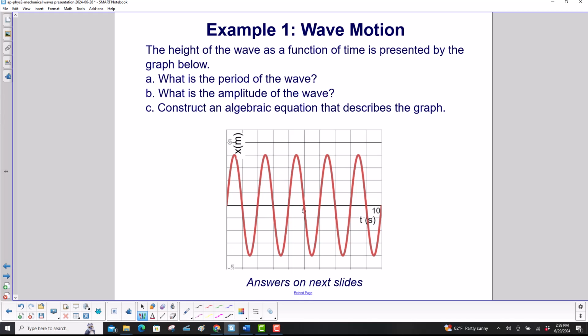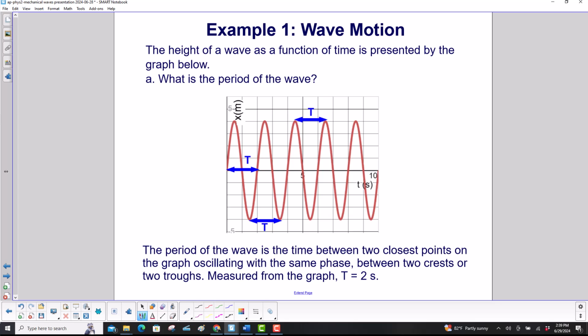The height of the wave as a function of time is presented by the graph below. What is the period of the wave? What is the amplitude of the wave? Then construct an algebraic equation that describes the graph. So here's our position and here's our time.